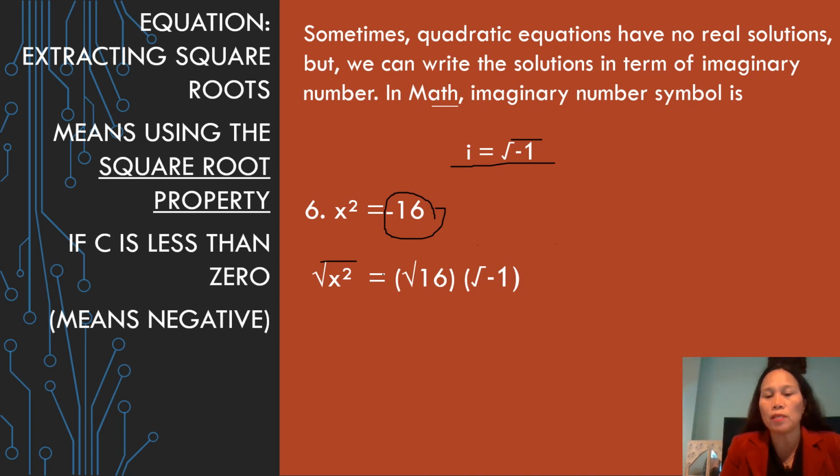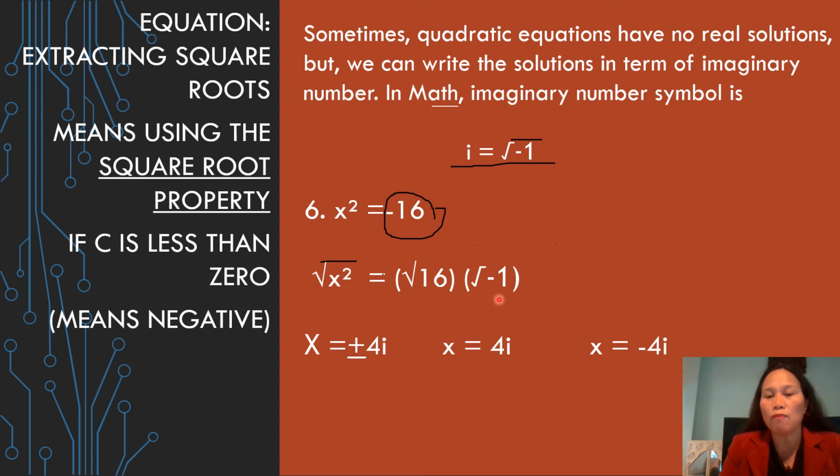Pero wala tayong square root ng negative 16. So, ang gagawin natin, i-multiply natin yung positive square root of 16 sa negative 1 or negative square root of 1. So, ayan. Diba, this one is positive 16 times negative 1 still equal to negative 16. Now, pwede na natin ngayon makuha yung square root ng positive 16. And that is equal to 4. So, x is equal to positive and negative 4.